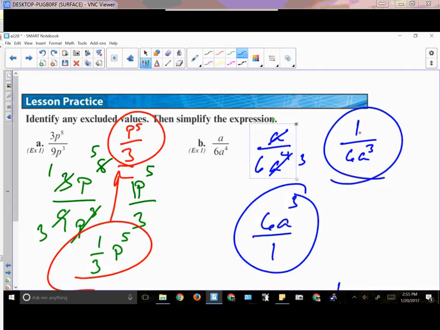Now, the only way that you could get by writing this without a fraction would be, and actually, no, you can't do it because you got that 6 in the denominator. You could move the a to the top and have it a to the negative 3, but we wouldn't do that.